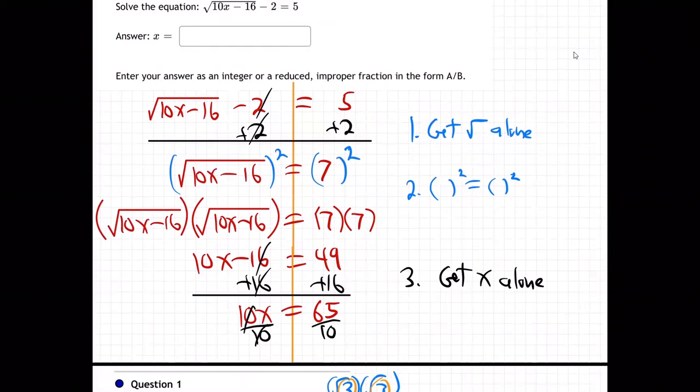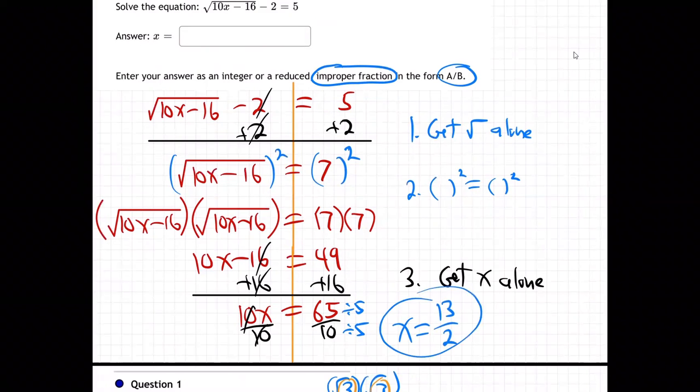Boom, boom. This one, now they don't want a decimal. I don't know if you noticed up here, they said improper fraction, like a over b. So I think they will not take a decimal answer. So that means, what do you got to do? You got to reduce this, right? Divide top and bottom by 5. So x will be, what is that going to be? 13 over 2. So that's the answer they want. They want a fraction answer, not a decimal on this one. And so there we go, like that. And that gives us our answer.